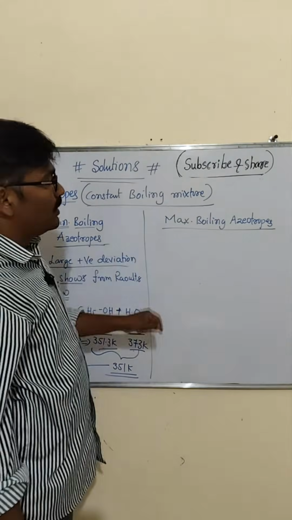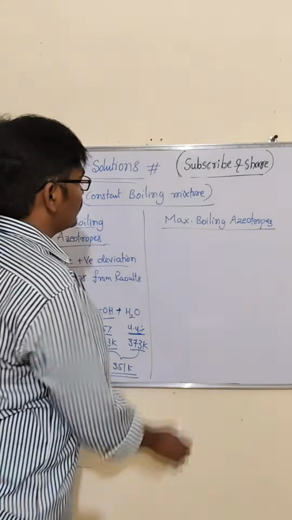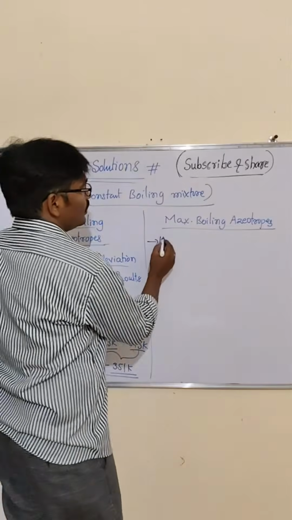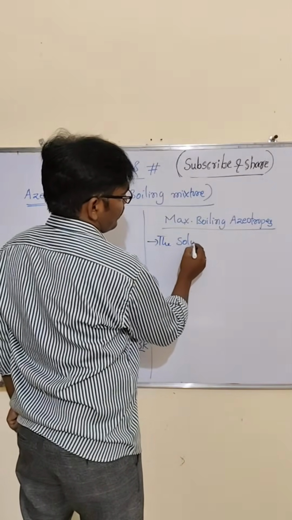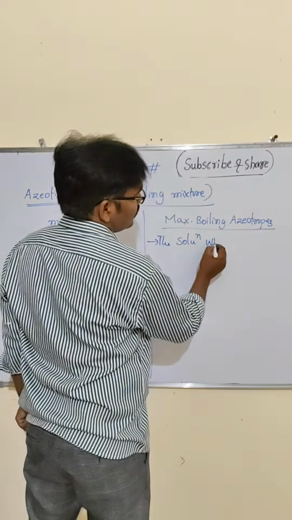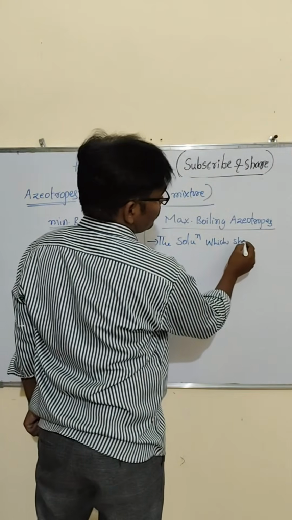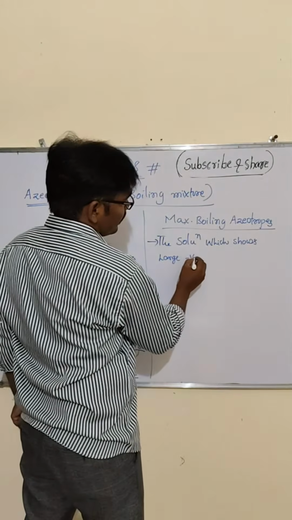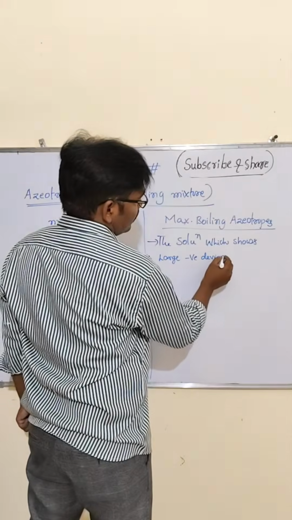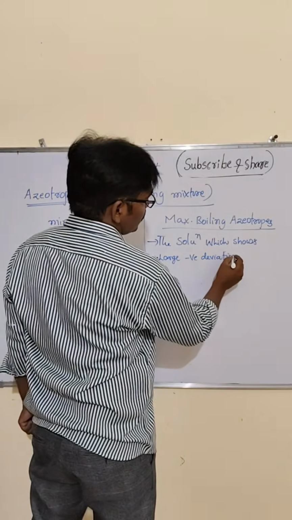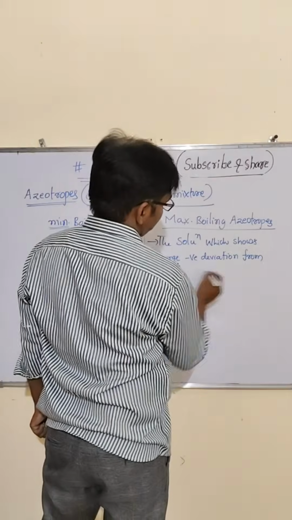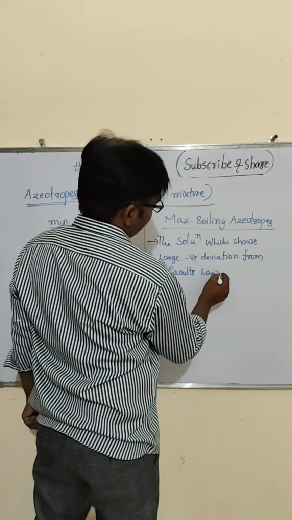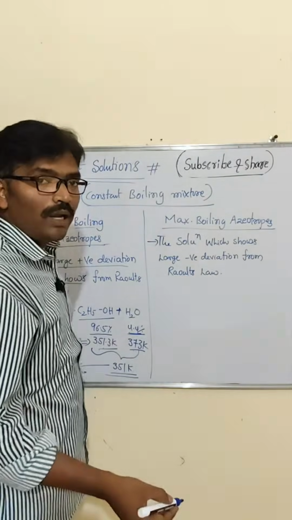So what about the maximum boiling azeotrope? The solution which shows large negative deviation from Raoult's law is called a maximum boiling azeotrope.